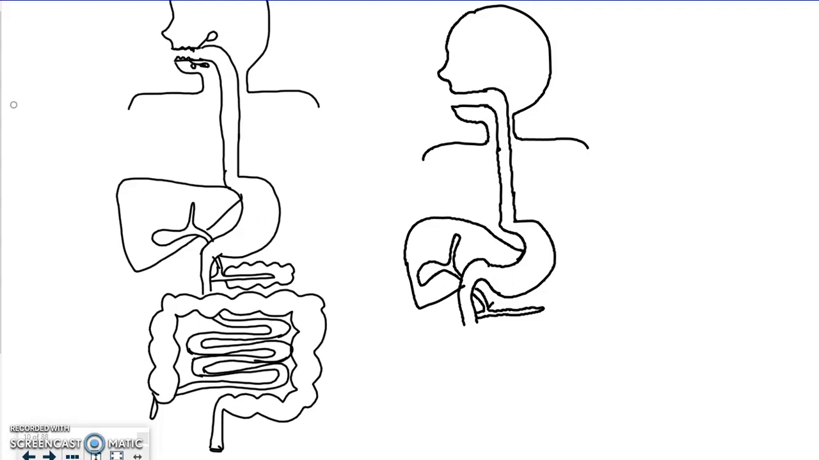For the pancreas, a squiggly line around the pancreatic duct. We're going to skip the small intestine for a moment and do the large intestine first.